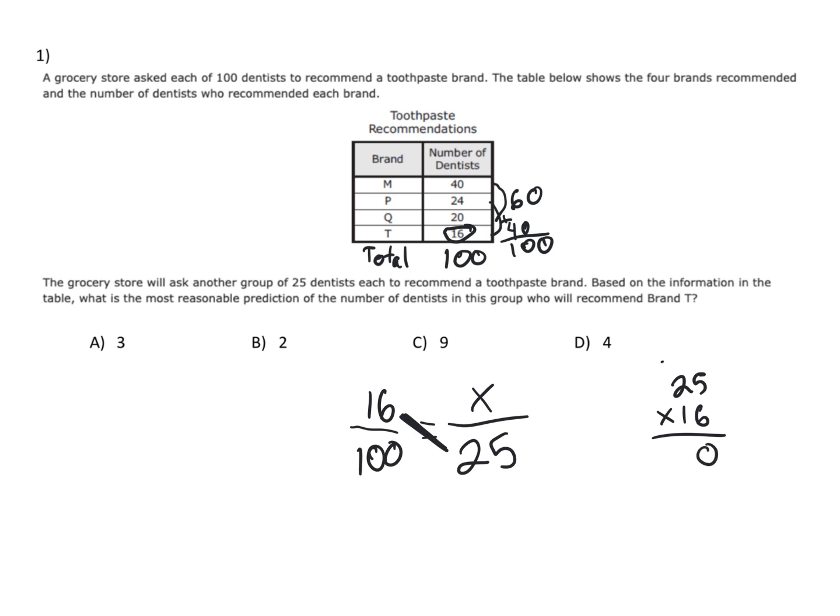We get 30, carry the 3. 12 plus 3 is 15. We're done with the first. X for place value. We get 1 times 5 is 5, 1 times 2 is 2. Then add it up. Carry the 1, 3, 4. So we get 400. Now we're going to divide by 100. And when we do that, we just end up getting 4 as our answer, which is D.